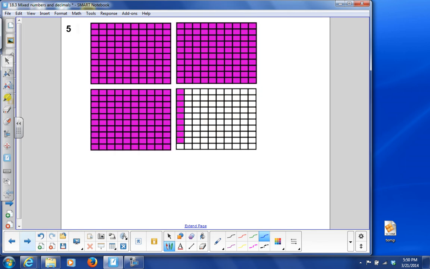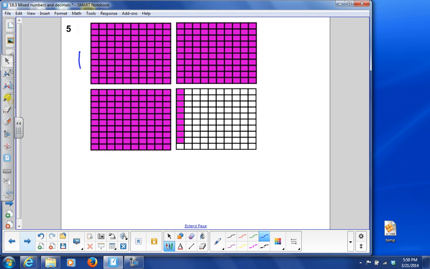Okay, go ahead and do this one by yourself. Count how many whole ones you have filled. What would your fraction be for the hundredths that is not filled? Convert that to a decimal, add it together. You can pause the video while you do that and come back. I'll have the answer for you.